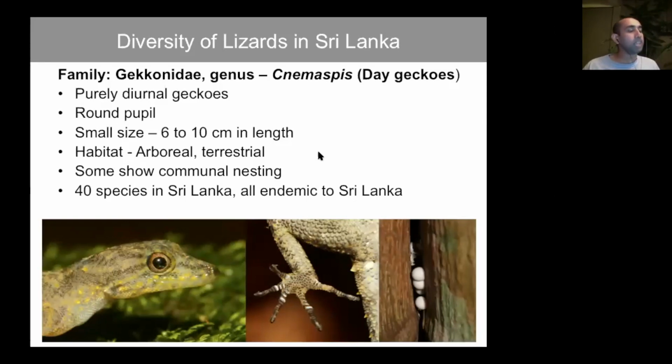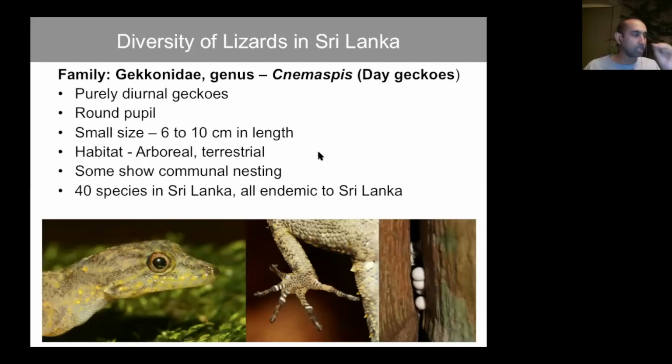This is the most diverse genus of geckos in Sri Lanka. As their name suggests, they are mostly diurnal, being active during daytime. You could also say they are crepuscular. They're characterized by having a round pupil. Unlike all the other geckos in Sri Lanka, these are characterized by the round pupil. They're quite small, right?